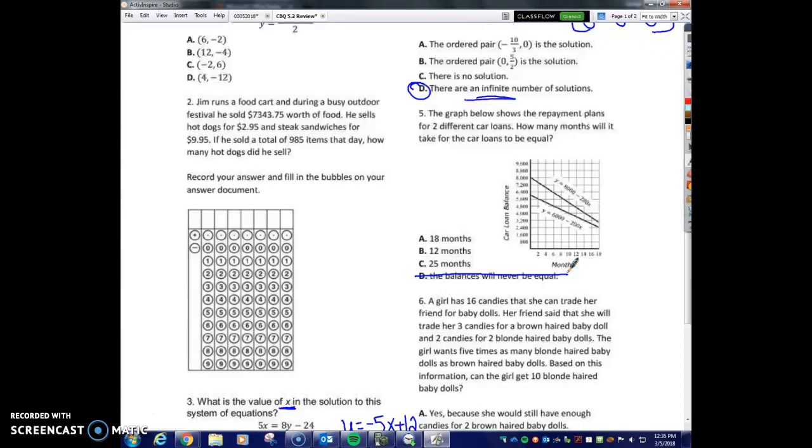Then they say 12 months. Well, this is 12 months and they're not equal there. So that one's wrong. Then they say 18 months. Well, if you look at 18, they're also not equal, right? So the only answer left would be C, 25 months, which is probably 20 over here somewhere. So if they keep going, it's going to be something like that. All right, so that's the answer for number 5.